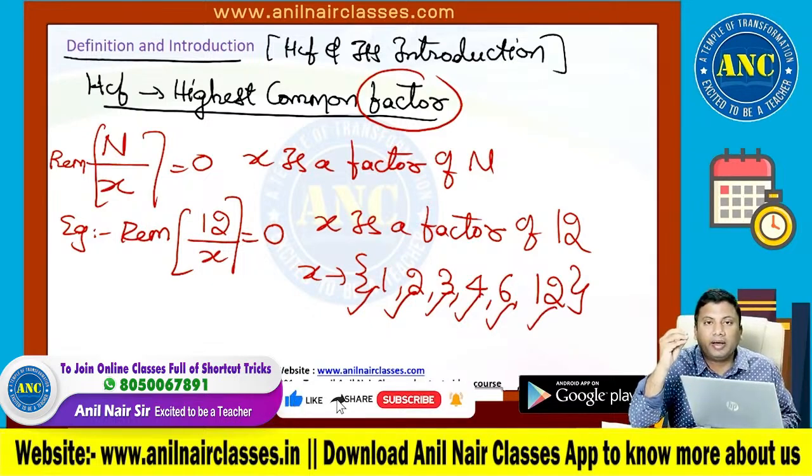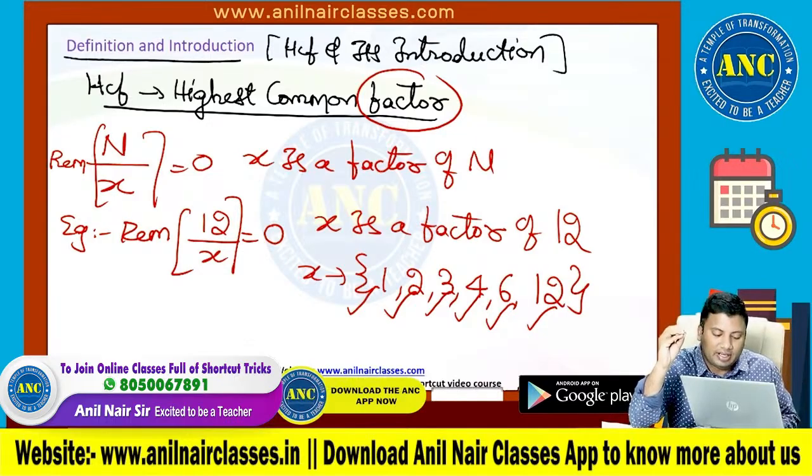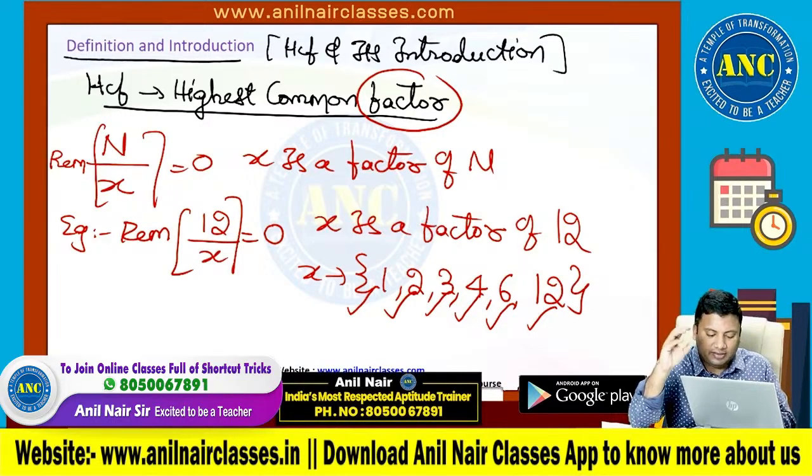When you divide a number by any other number and the remainder is 0, then that denominator is said to be a factor of the numerator. X is a factor of 12.